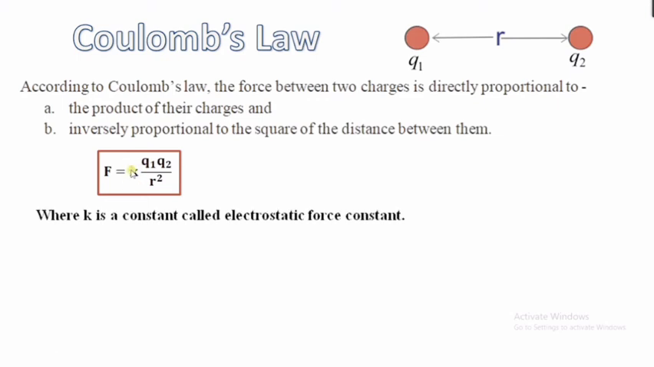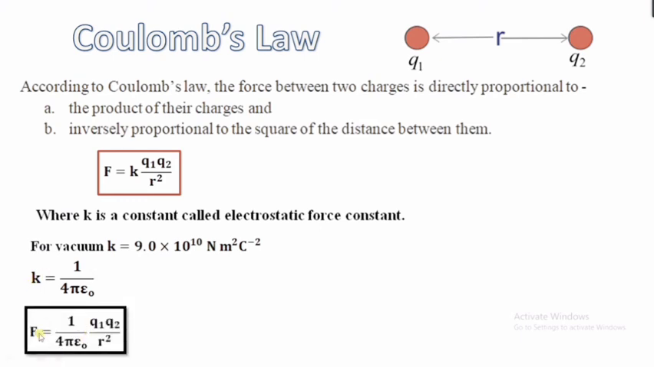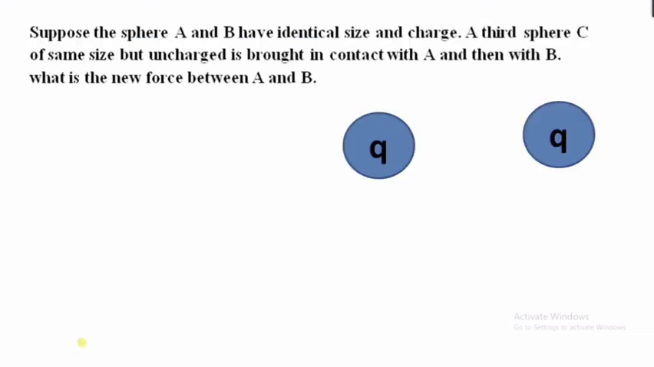And here k is the constant, and the value of k is 9 into 10 to the power 9. And we can write k like this. So the final formula for Coulomb's law will look like this. We can use either this equation or this equation. So this is the first question.